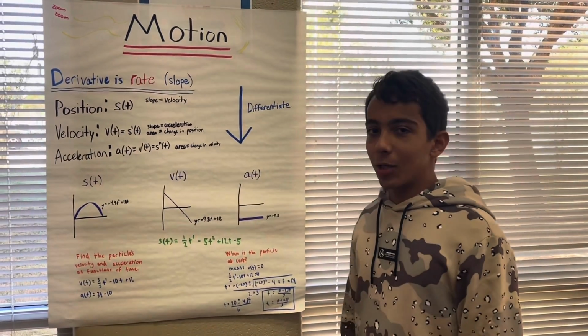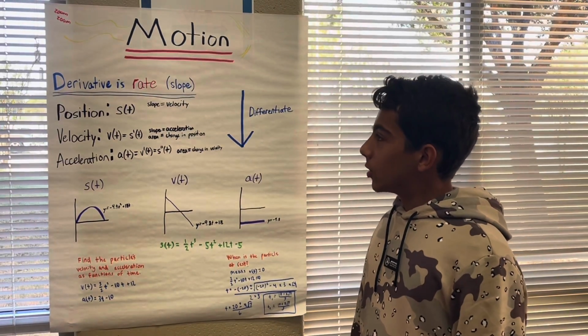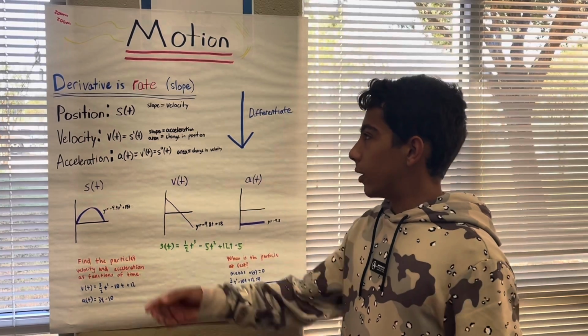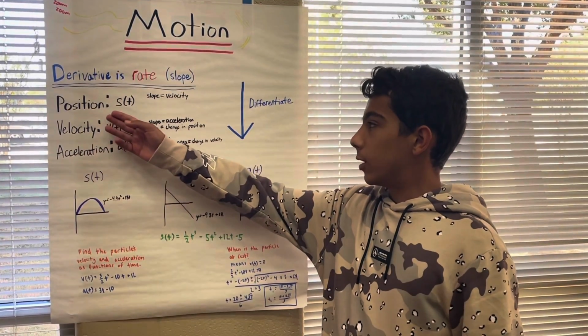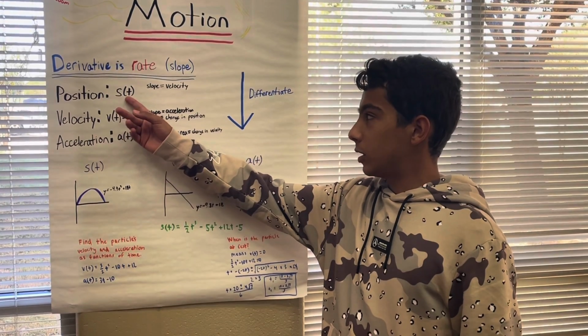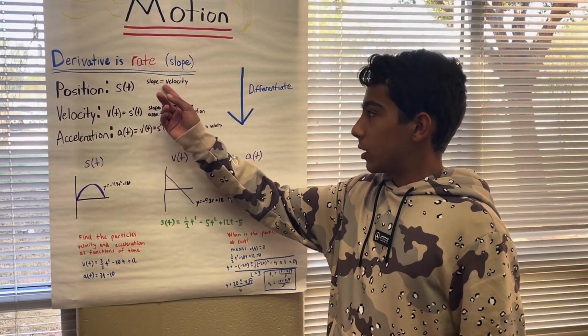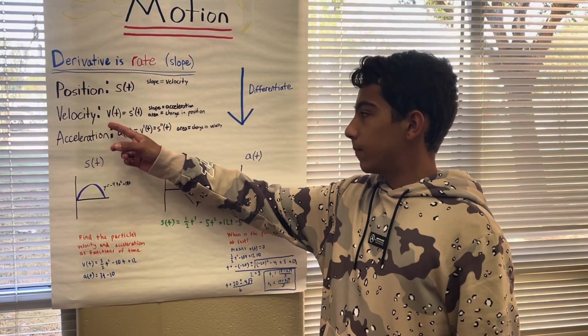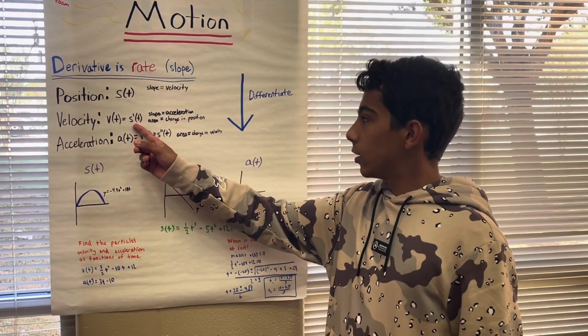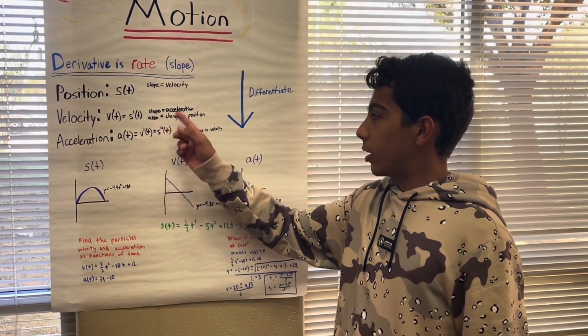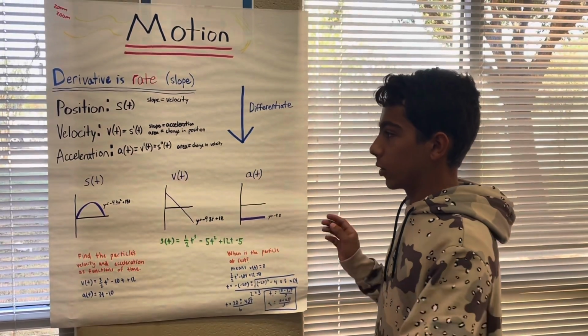So today we're going to be going over motion. First, we know that the derivative is the rate, so that's the slope. So then we have position, which is going to be s of t, and then the slope of that is going to be equal to velocity. So velocity, or v of t, is going to be equal to s prime of t. And then the slope of that is acceleration, and then the area of that is going to be the change in position. We'll go over that later.